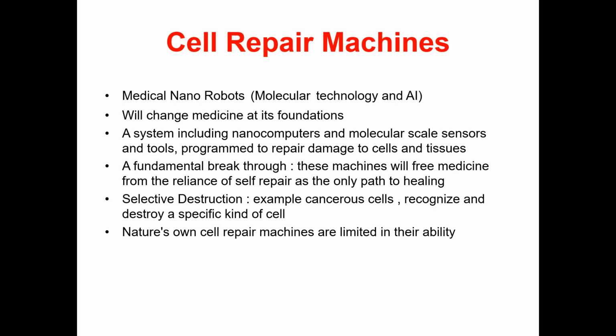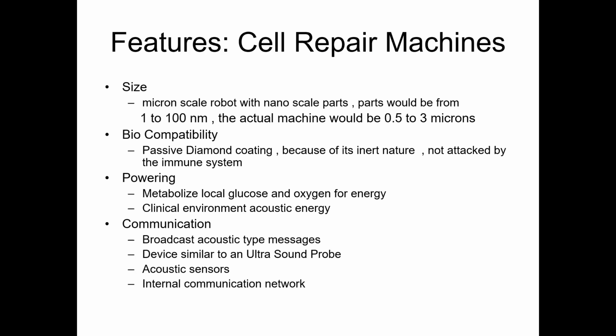So these machines are more productive than the ones that naturally exist. The features that are basically being utilized in cell repair machines: if we consider the size, we have micron scale robots with a nanoscale part, which we can say would be from 1 to 100 nanometers.